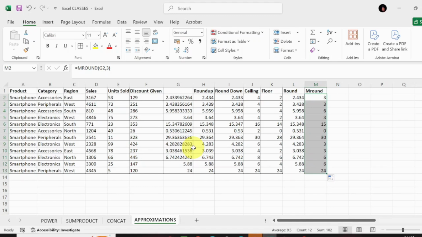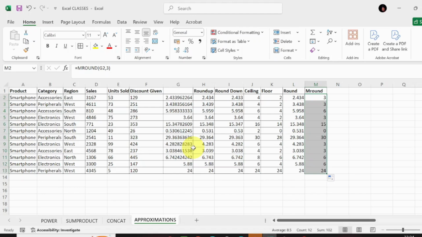So MROUND is actually telling us that it will round to the closest multiple of that value. Unlike 4.28, you realize that the 4.2 is not up to 5. That is why the closest value that it rounded to is 3. So instead of moving to 6, it rounded to 3.